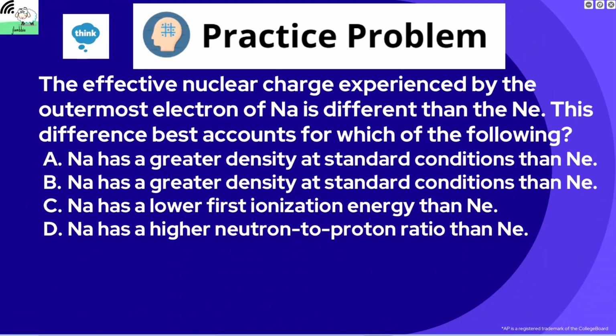All right, so we have another practice problem here. It says the effective nuclear charge experienced by the outermost electron on Na is different than that in Ne. This best accounts for which of the following? So let's think about the charge that's experienced in Na when compared to Ne. The outermost electron of Na is in the 3s sublevel, and Ne is in the 2p sublevel. So very clearly, the outermost electrons in neon are going to experience an increased attraction, whereas the ones in Na are going to have a decreased attraction. So let's think about how this might play a role here.